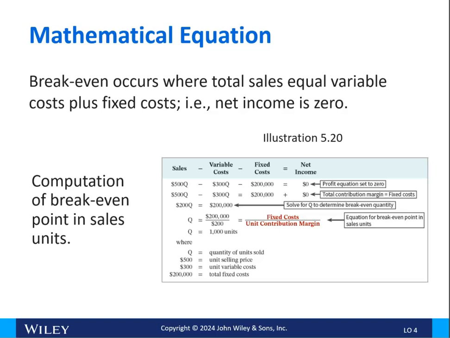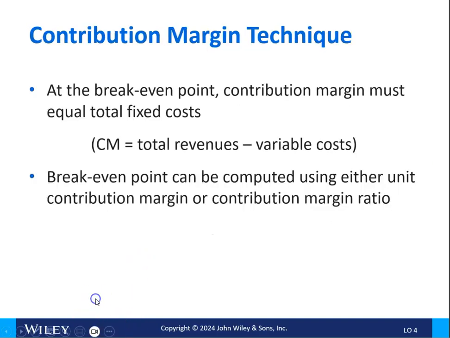If we then do the algebra, we get down to the fixed costs divided by the unit contribution margin to get the number of units. So in this case, $200,000 of fixed costs divided by $200 of contribution margin per unit, we get 1,000 units. Okay. So that's the mathematical equation approach to solving the break-even.